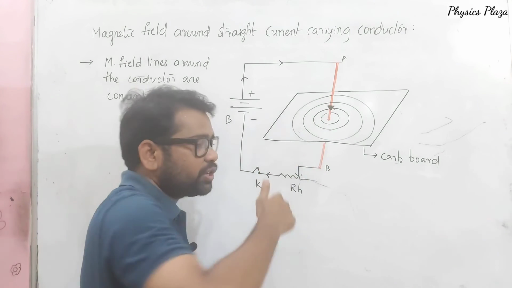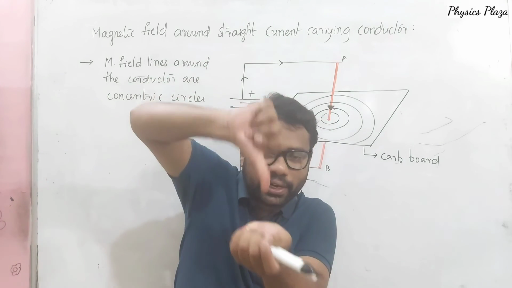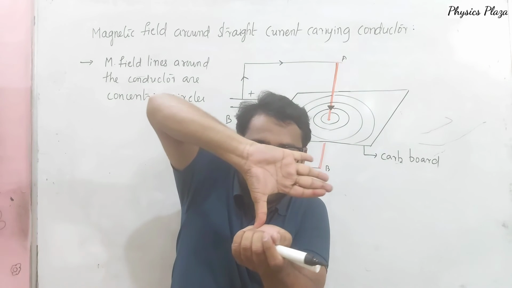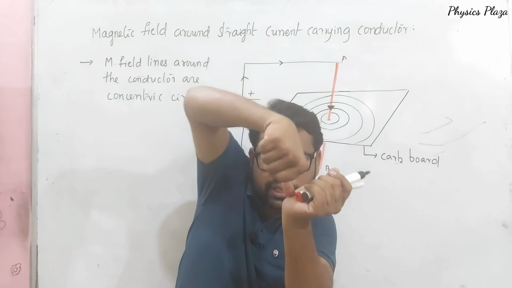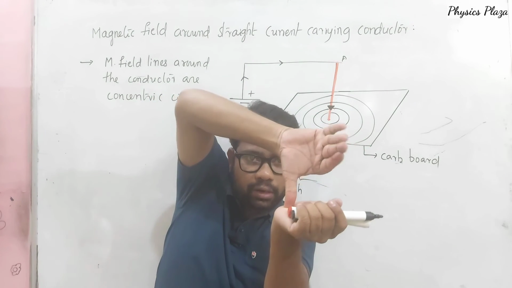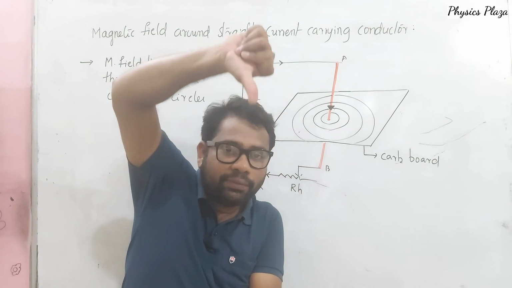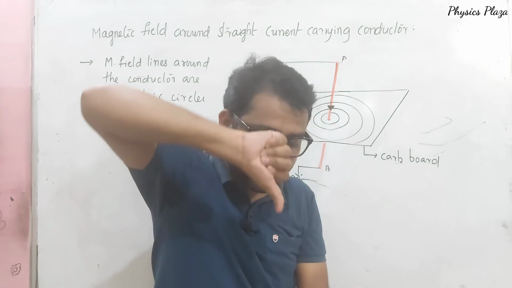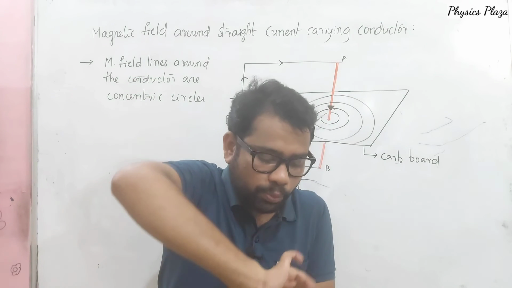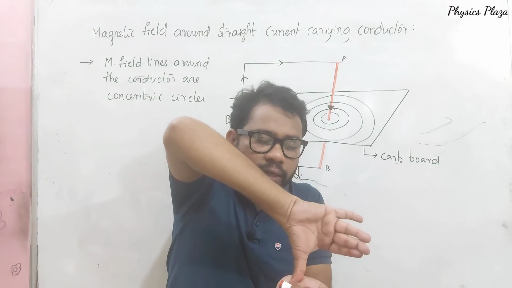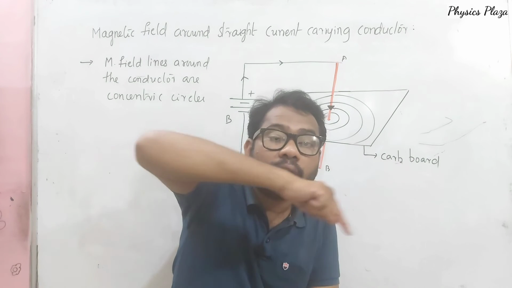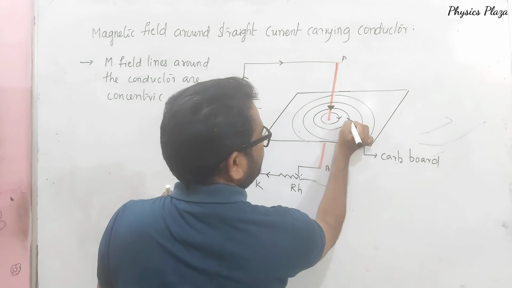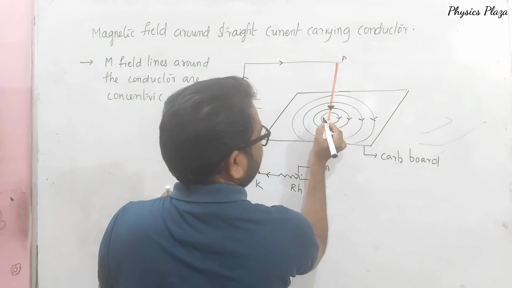Now how is the current flowing, children? In the direction of current, try to understand here. So the thumb should be in the downward direction. So now you have to imagine like this. This is how we have to fold our fingers. If the current is flowing vertically downward, children, and you are observing from the top, then you are curling your fingers in clockwise direction. So here the magnetic field lines are in clockwise direction.